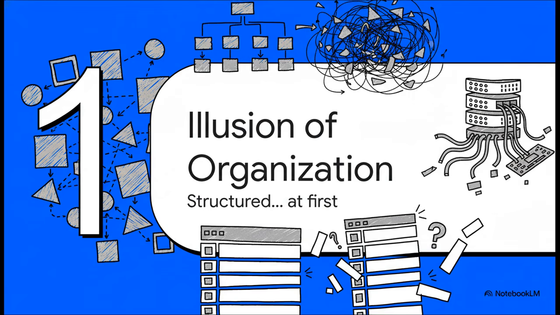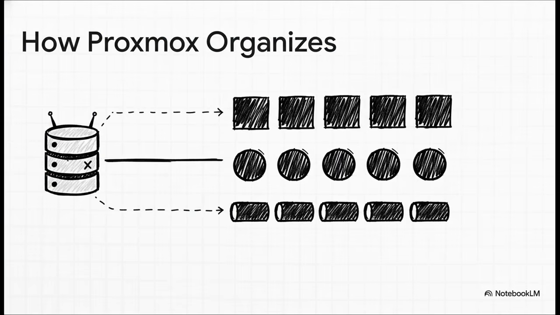All right, so let's start with what Proxmox actually gives you out of the box. Because on the surface, there is a system here. It's just probably not the system you're looking for. The logic is pretty straightforward, really. Everything's grouped by what it is, a VM or a container, and then it's all sorted numerically by its ID. And storage is off in its own little world. I mean, technically this is organization, but it's organization for a machine, not for a person.